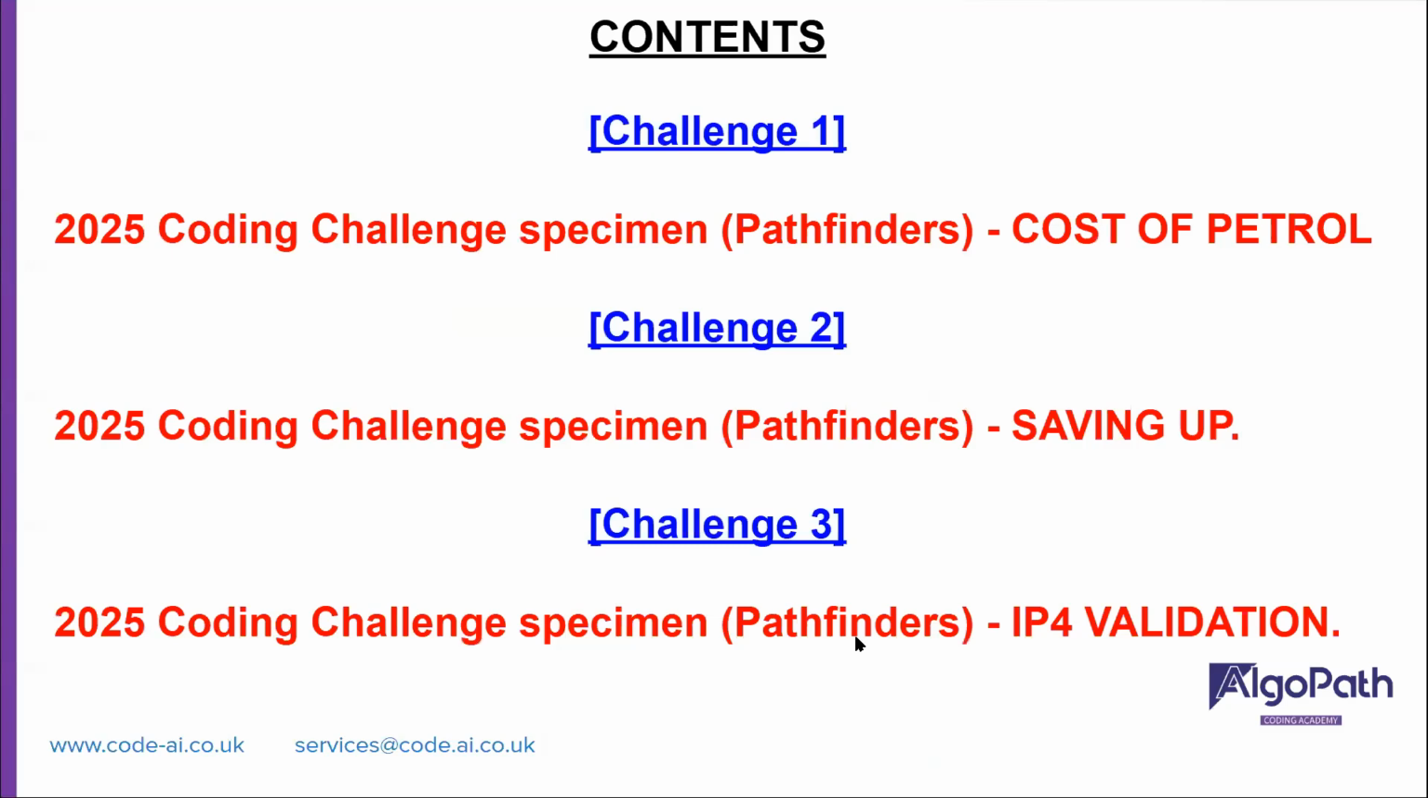in particular challenges. And in this particular video, we are going to look at three specific challenges. We're going to look at Pathfinder's cost of petrol. We're going to look at challenge 2, Pathfinder's saving up. And we're going to look at challenge 3, IP4 validation, which is related to network IP addresses.